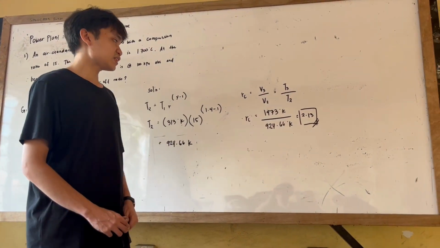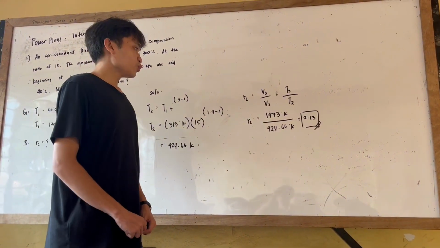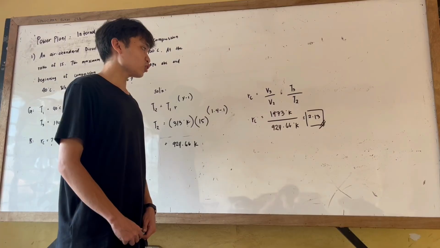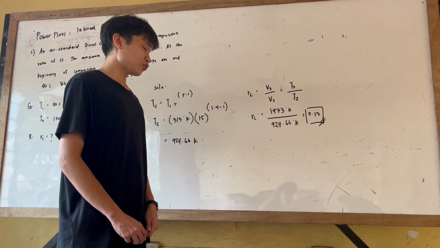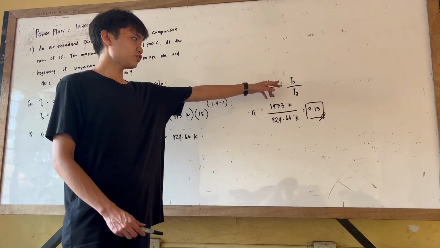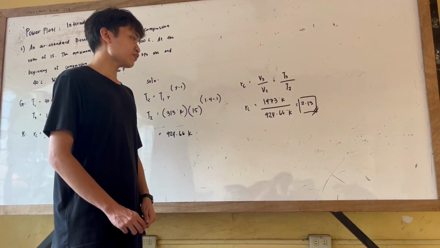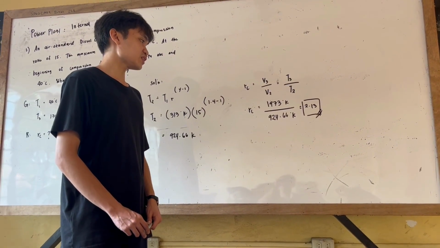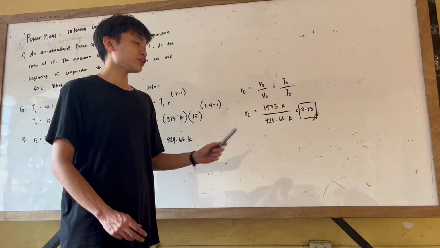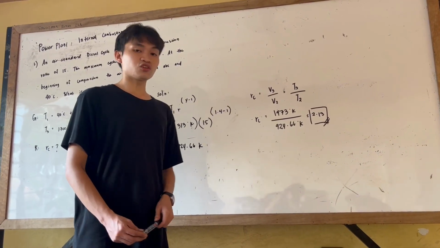Next, the rc, which is the cutoff ratio. We have rc is equal to V3 over V2, which is equal to T3 over T2. Since we already have T3 and T2, we plug in the values, which is 1973 Kelvin over 924.66. We will have 2.13 as the cutoff ratio.